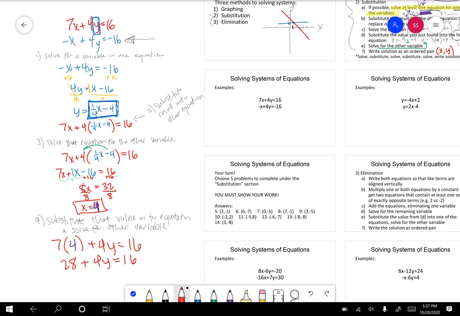Now we need to get y by itself, so we're going to get rid of the thing that's being added first, right? SADMEP, PEMDAS backwards. Get rid of the addition and subtraction first. So we have a positive 28. We would need to subtract it to get to 0 there.